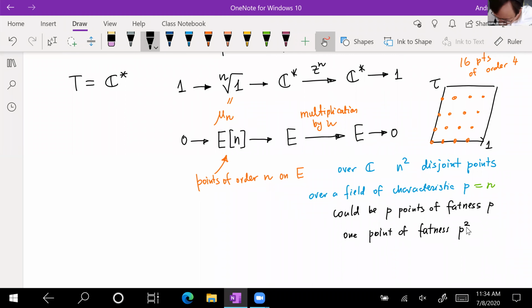So it's clear that it has to have some fatness, because if you look at the addition law, the linear term in the addition law is the usual addition. So if you add a point to itself p times, you're going to get 0. So the map that is raising to the pth power has differential 0 at the point 0. So 0 is a point of thickness p. And so these guys are called supersingular.